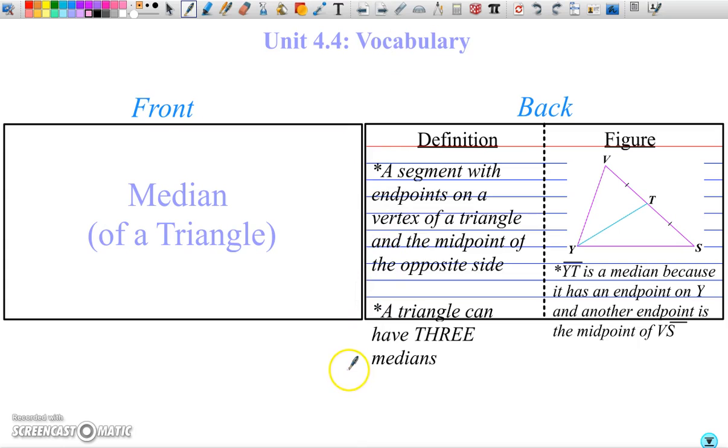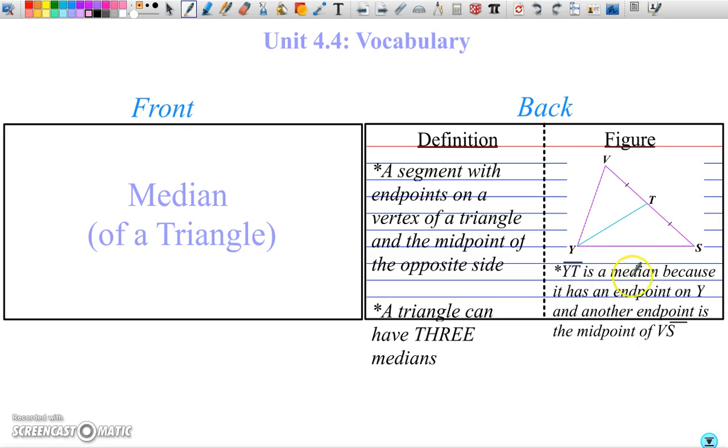All right, and our second to last term, we have median. And so a median in a triangle starts at a vertex and then it goes to the midpoint of the opposite side. And this is actually something that a triangle would have three separate medians because you have three vertices. So you could have one from S going to the middle of the segment over here, or starting at vertex V and going to the segment over here.